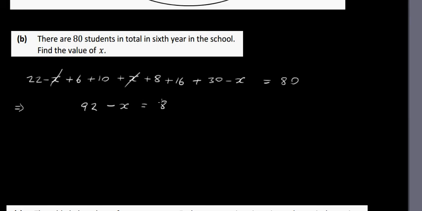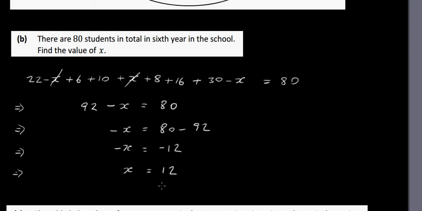And on this side I still have the 80. Okay, almost there. Now I'm going to subtract 92 from this side. So it's minus x is equal to 80 minus 92. So that gives me minus x is equal to minus 12. So that just simply gives me x equal to 12.